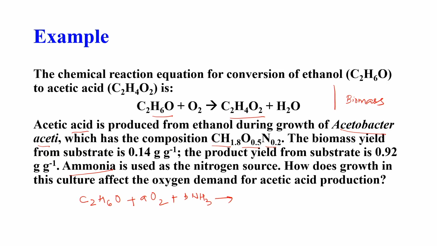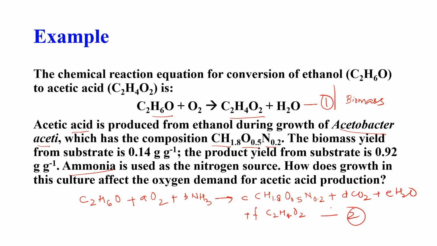What is being formed here? There will be synthesis of first your biomass, C times CH1.8O0.5N0.2, plus D CO2 plus E H2O. In addition, there is a product formation F, that is C2H4O2. So, once I am able to write this, this is equation 1, this is equation 2 in the bioprocess, right.